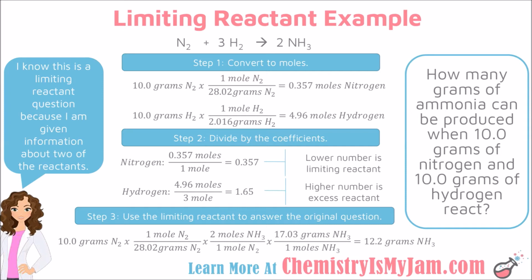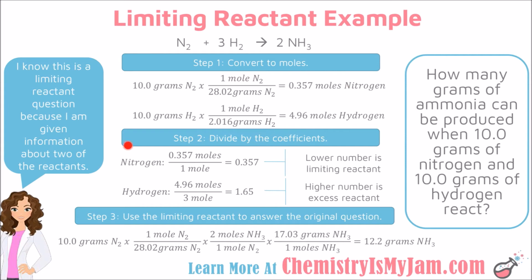The first thing that you want to do is convert to moles. So I've taken both of the pieces of information that I was given and converted them to moles. 10 grams of nitrogen divided by the molar mass off the periodic table gives me 0.357 moles of nitrogen. 10 grams of hydrogen divided by the molar mass off the periodic table for 2 hydrogen atoms gives me 4.96 moles of hydrogen. So I have converted to moles.